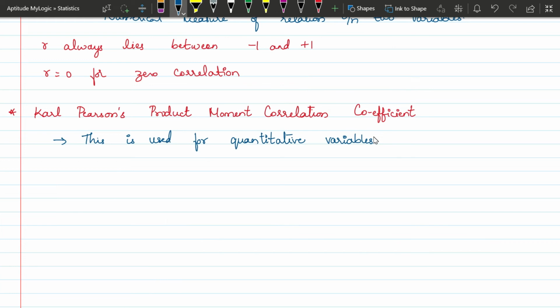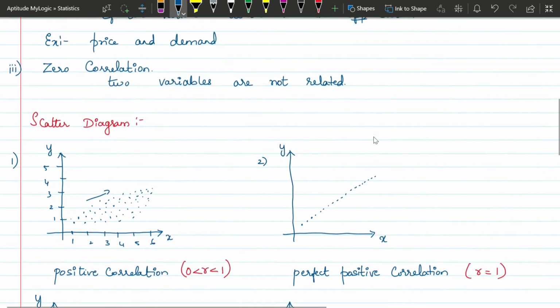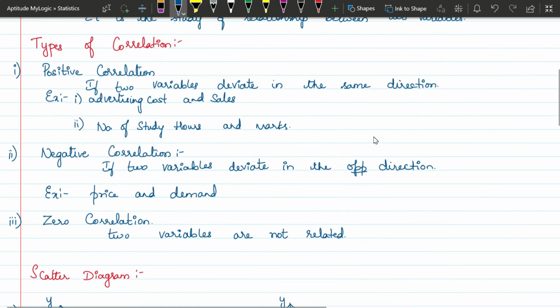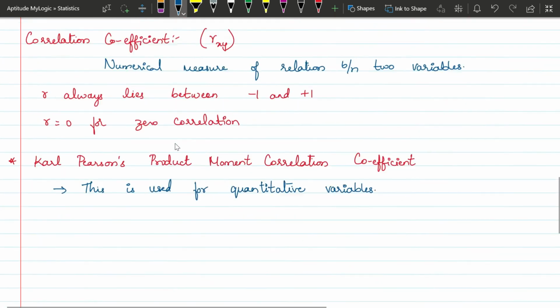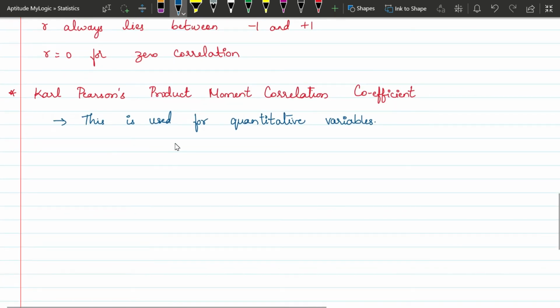Say for example, the examples that we have taken here are all quantitative variables. I can measure how much I am spending and how much I am earning, and I can measure the number of hours put into study and the number of marks received, right? So basic price and demand as well. So here we can measure the variables. Measurable variables are called quantitative variables.